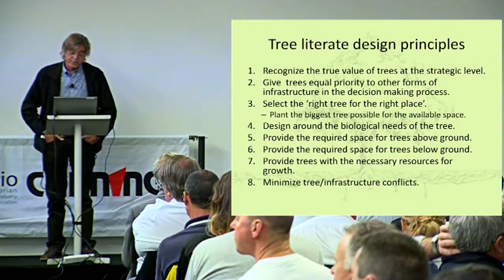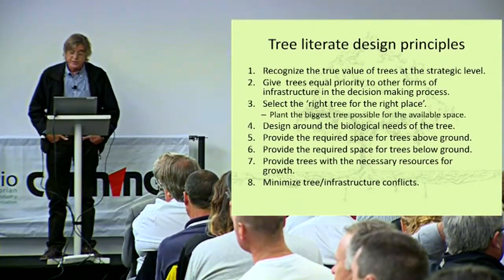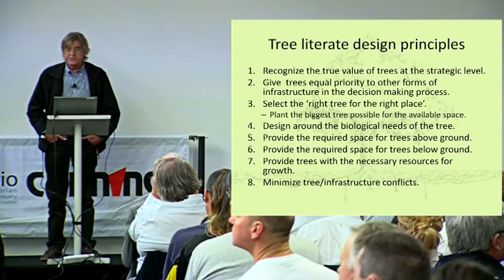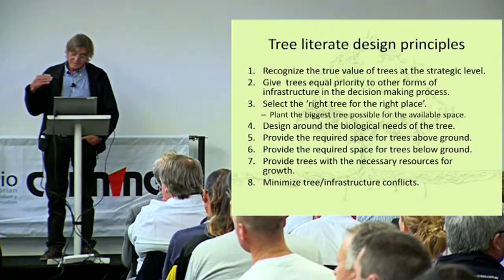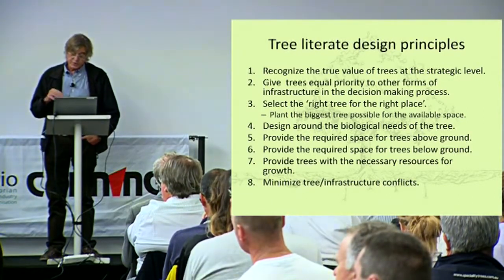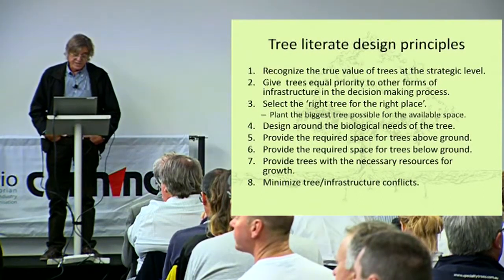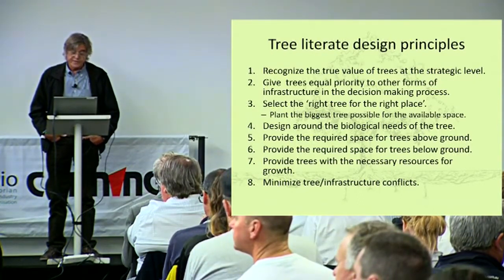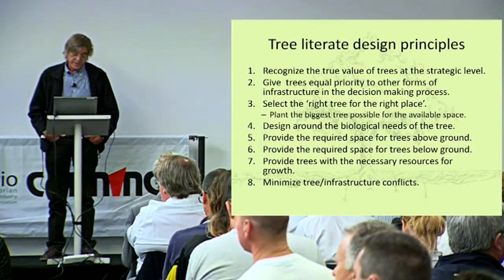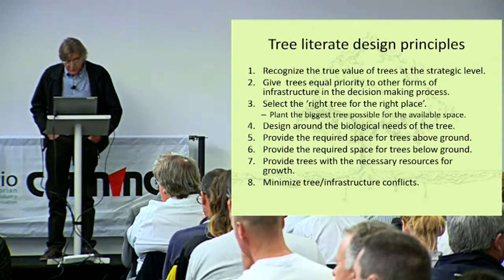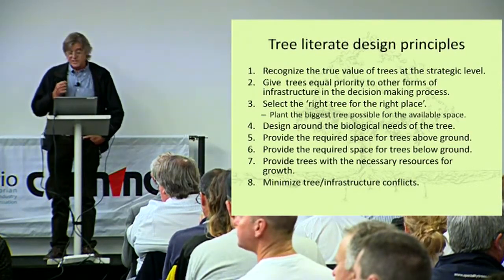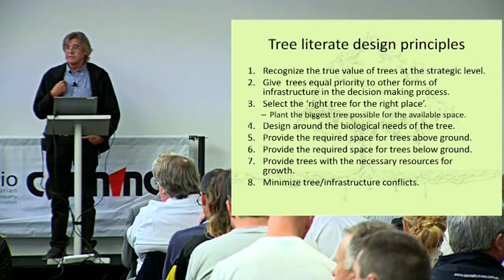So I've summarised a number of what I call tree literate design principles. One is to recognise the true value of trees at the strategic level, in the local government and the state government planning process. Second is to give trees equal priority to other forms of infrastructure in the decision-making process. Third is the old one about selecting the right tree for the right place. But I'd also change that slightly to say plant the biggest tree possible for the available space.